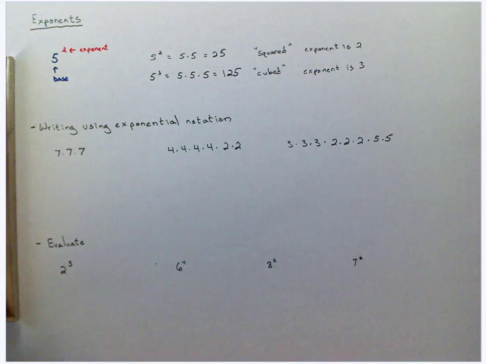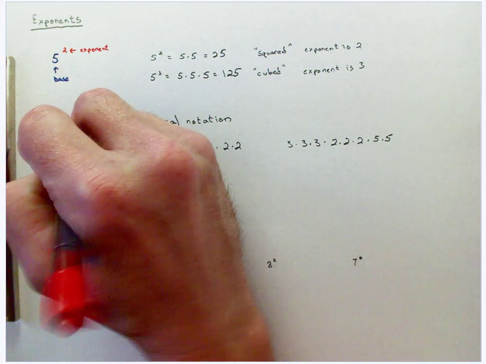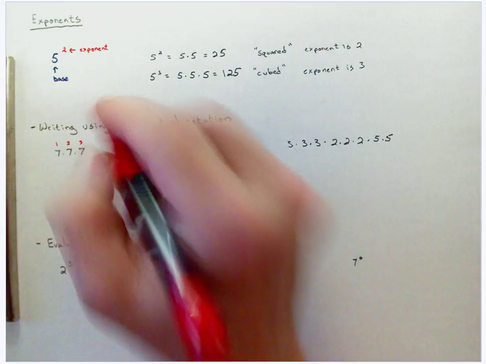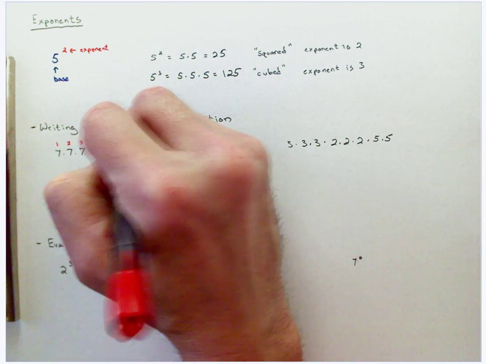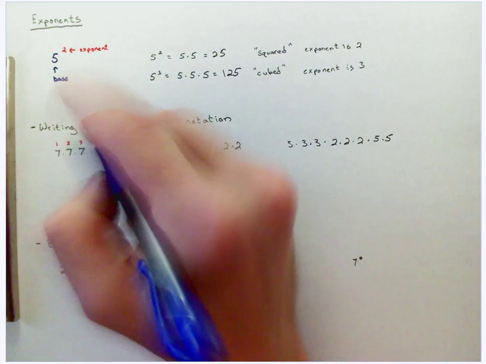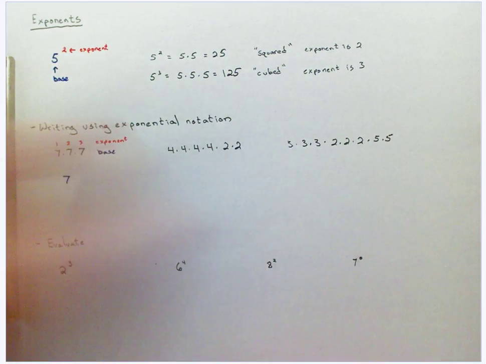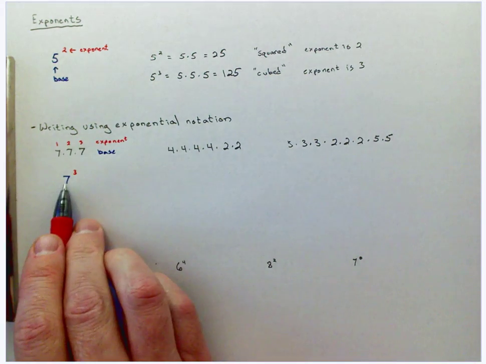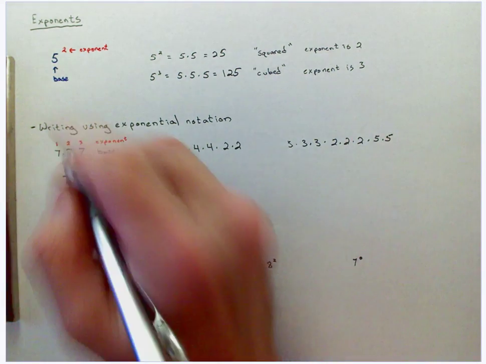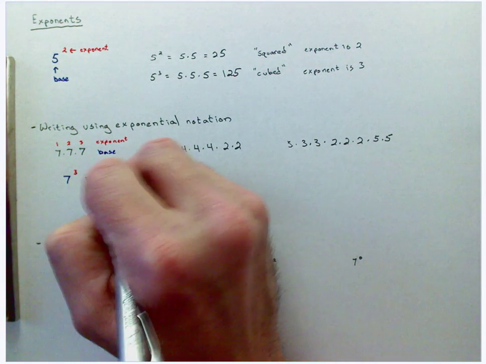For this one, I would say that they are all sevens. So how many sevens are there? 1, 2, 3. Okay, this is going to be my exponent, and this number 7 will end up being my base. So I have a base of 7 with an exponential power of 3. So I could simply say that is the same as 7 cubed. And to verify, 7 cubed is the same as 7 times 7 times 7.